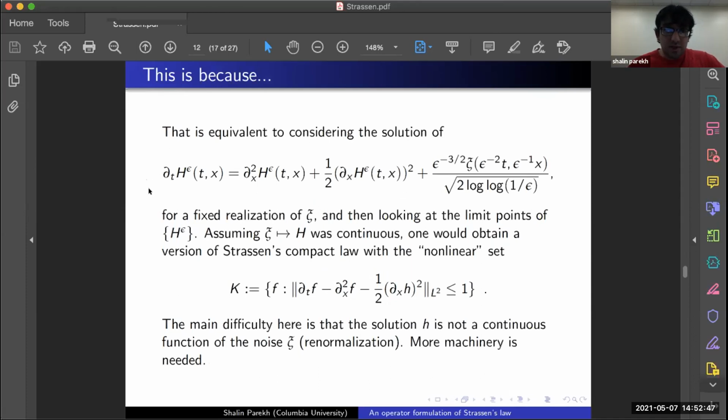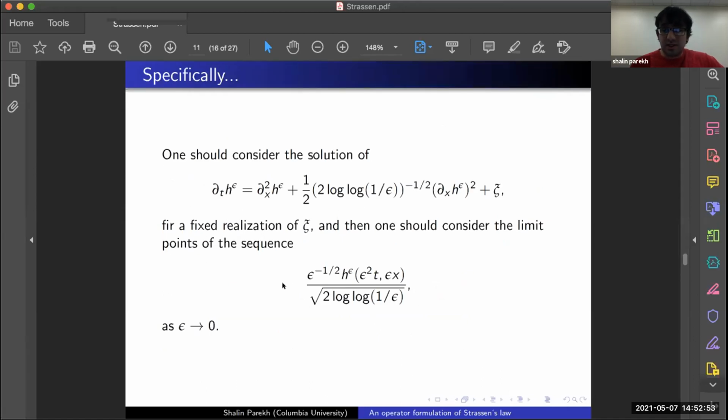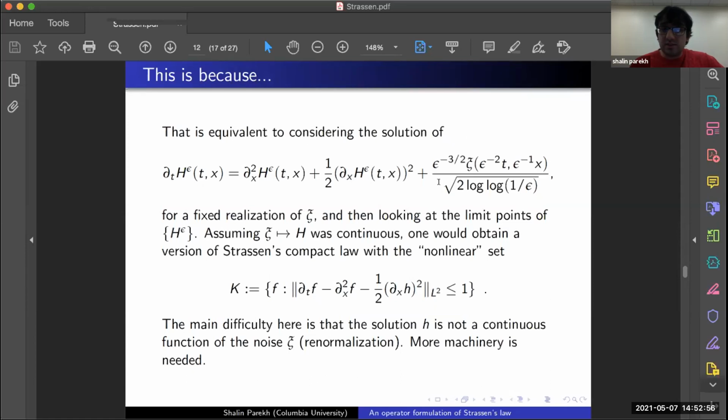And why is this? Well, the reason is that if you define capital H epsilon to be this thing, that solves this equation where the noise is now replaced by a rescaled version of the noise, okay? And based on our previous theorem, the set of all limit points of this sequence is equal to the unit ball of the reproducing kernel Hilbert space of the space-time white noise. And so if the map that sends the noise to capital H was continuous, then you would automatically obtain Strassen's law. So the main difficulty in what we want to do is that the map that sends the noise to the solution of this equation is not continuous.